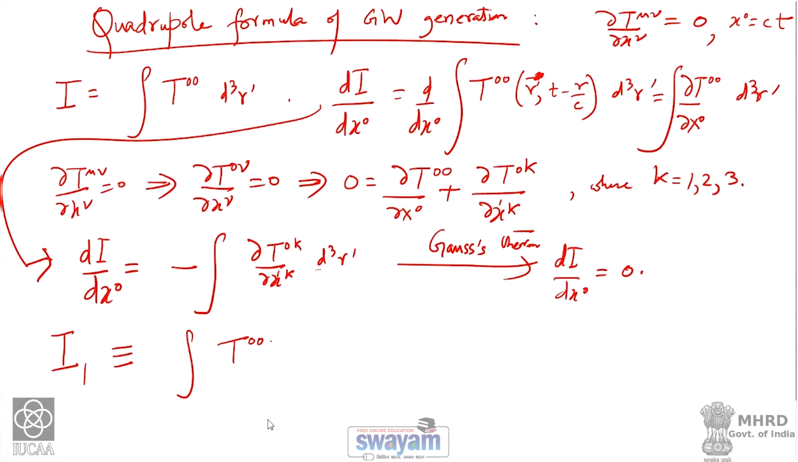Take T^{00}, which is again all with r, because the integration is over r prime, at the retarded time. I will call this the retarded time, t retarded. So it is at t retarded, and multiply to this the spatial components x^j and x^k. You will see why I am doing it. But these are all primed, because the integral is over primed coordinates. Okay. Now, you will ask, why did I do that?